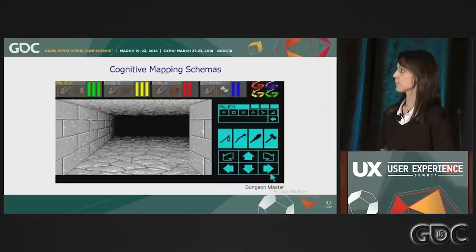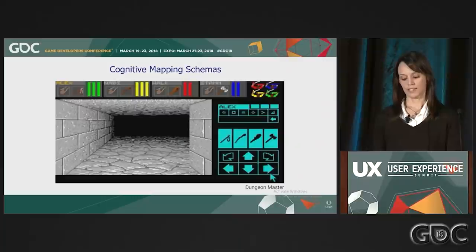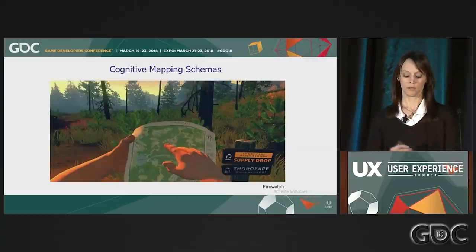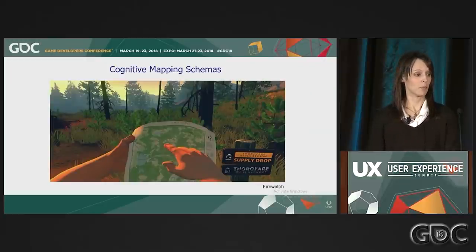So going back to examples where games sometimes don't support this mapping procedure, for me personally, when I'm playing Dungeon Master, it can be a little bit more difficult to do, because the player could create a mapping schema, but it's not really supported. The walls all look the same, the corridors left and right are very similar, and mapping schemas can form, but it's not easy. Today, we seem a little bit more able and willing to help players with their mental map schemas early on. In fact, now our players expect it, and they expect it to be done well.